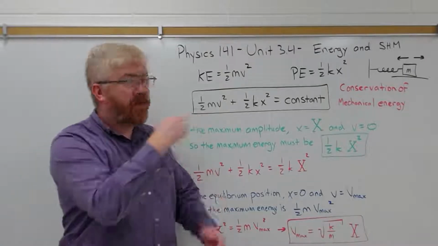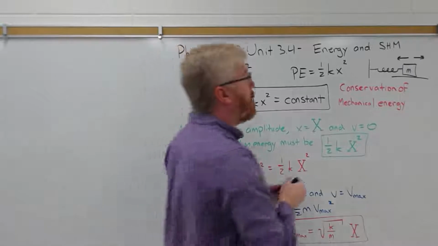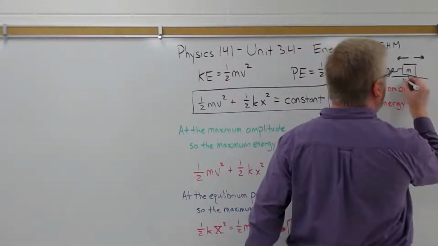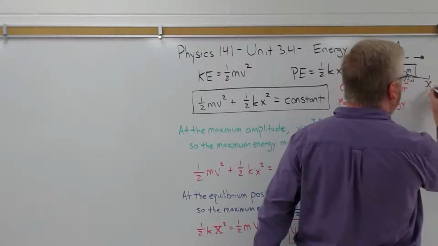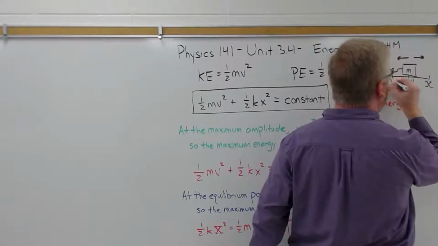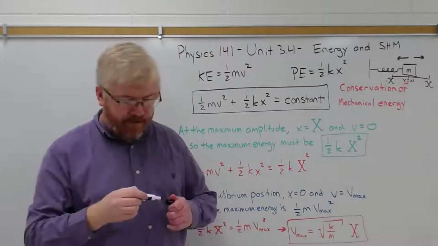So simple harmonic motion. The amplitude or the position will change from some equilibrium position, x equals 0, to some maximum position, amplitude, and some negative amplitude, as this thing oscillates back and forth.